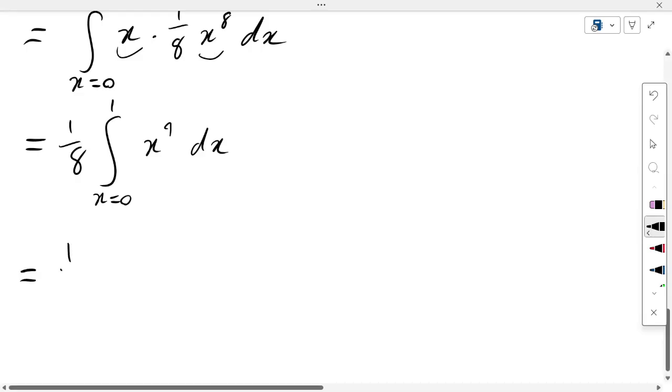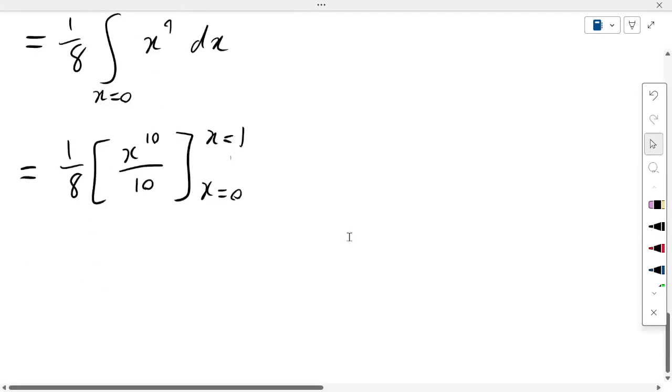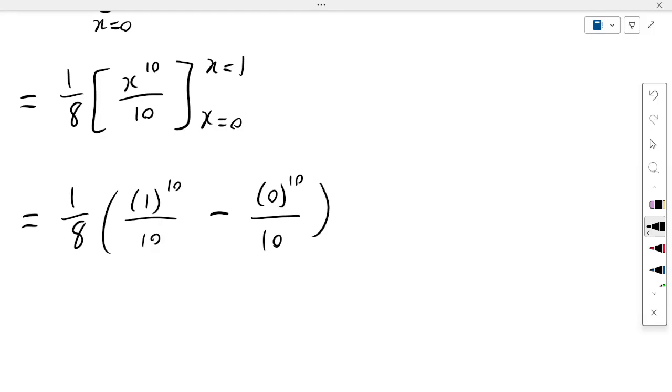Then we're going to have 1 over 8 multiplied by this integral now. The integral of x to the power of 9 is x to the power of 10 divided by 10, evaluated at x equals 0 and x equals 1. Then we're just going to plug in our values. Therefore, we're going to have 1 over 8 multiplied by, plug in our 1 first, it's going to be 1 to the power of 10 divided by 10, and then minus 0 to the power of 10 divided by 10. Then we know that this is going to be equal to 0.